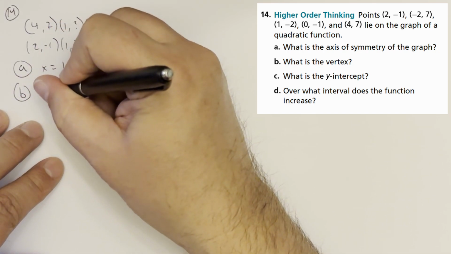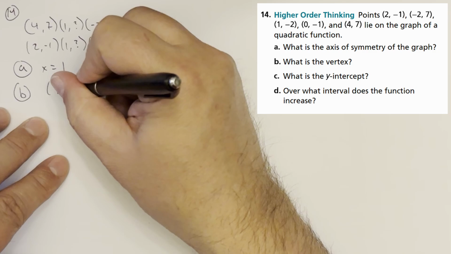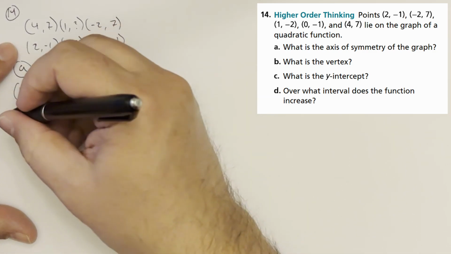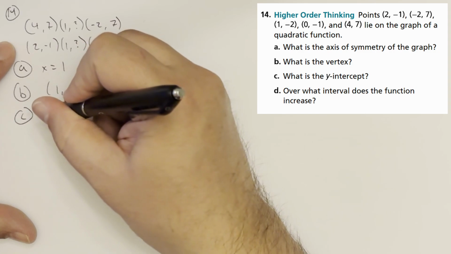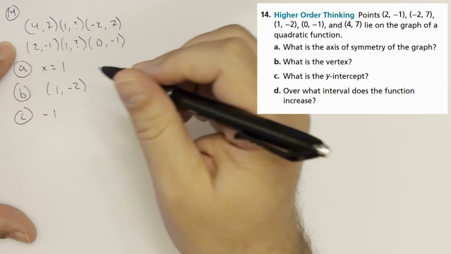The y-intercept, part C, is where x is 0. Again, it's in the list of their 5 points: 0, negative 1. So the y-intercept is negative 1. Over what interval does the function increase?